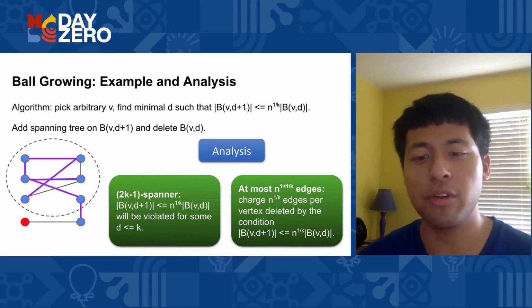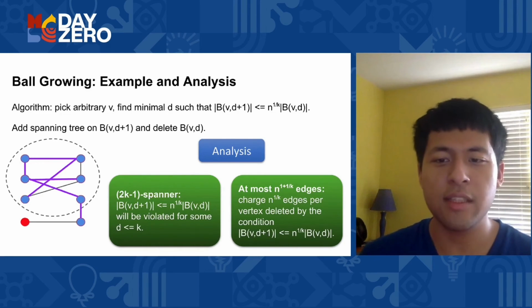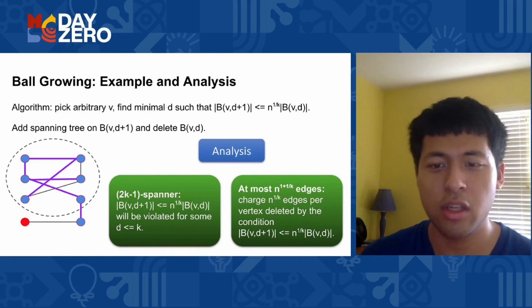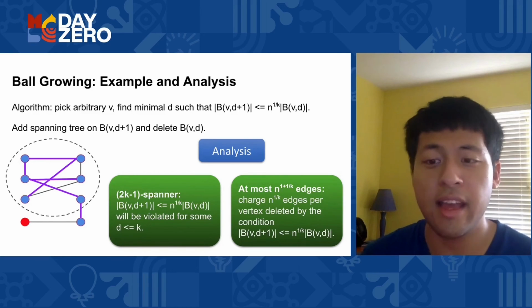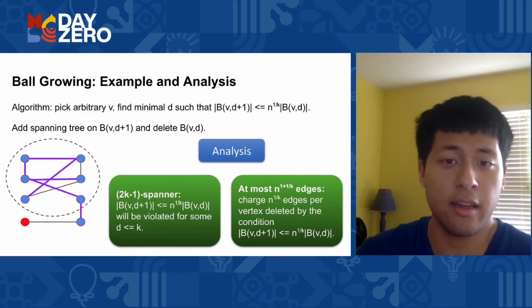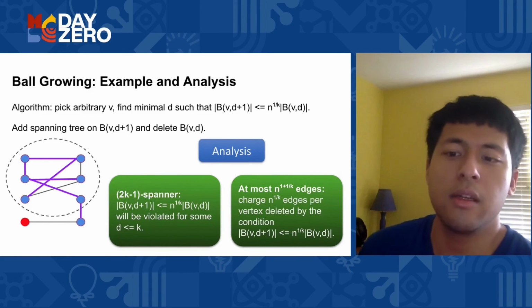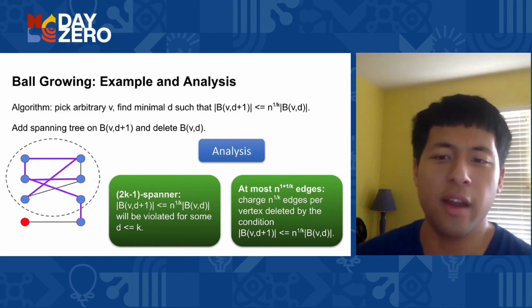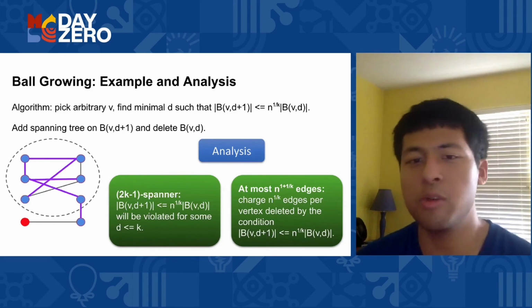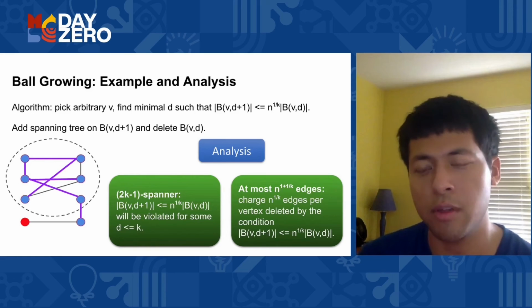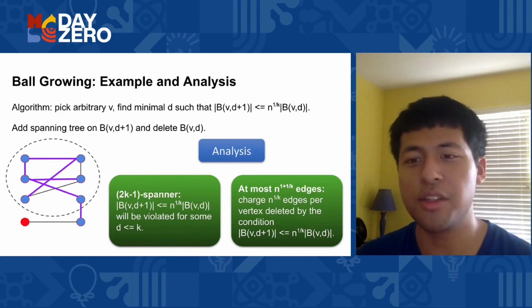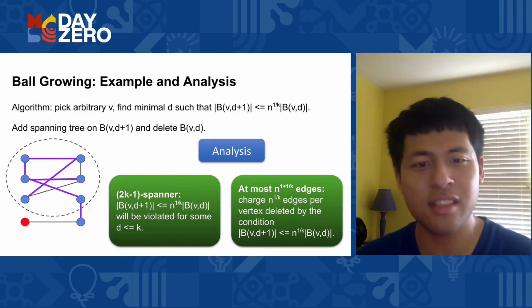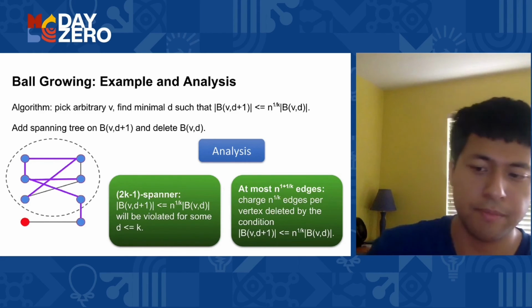To give the edge bound, notice that the size of the d plus first ball is at most n to the 1 over k times the size of the dth ball. Also, we're deleting the dth balls over and over again, so the sum of their sizes is at most n, because there are n vertices in the graph. Therefore, the total number of edges we add in the spanning trees is at most n times n to the 1 over k, which is n to the 1 plus 1 over k. So this shows that we can build a spanner with n to the 1 plus 1 over k edges and quality 2k minus 1.